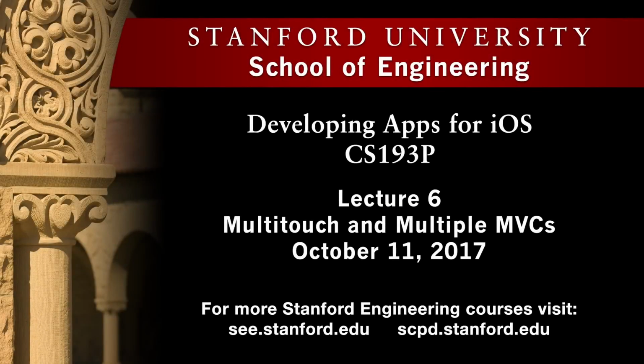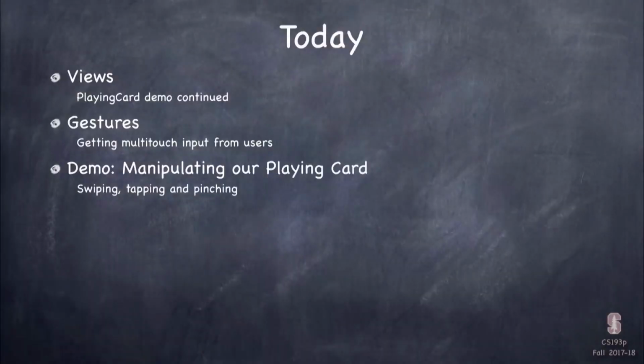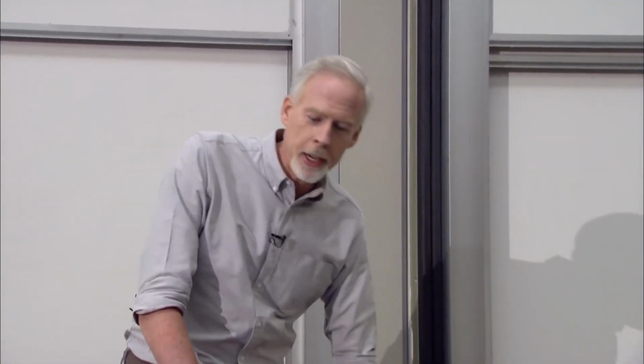Okay, well, welcome to Lecture 6 of Stanford CS 193P, fall of 2017. So today I'm going to continue that demo that I started last time. It's going to be a gigantic demo today, covering mostly stuff having to do with custom views. Then I'm going to come back to the slides, just a few brief slides on multi-touch and how we do that. And then we'll go back to the demo and add some multi-touch gestures to our little playing card thing.